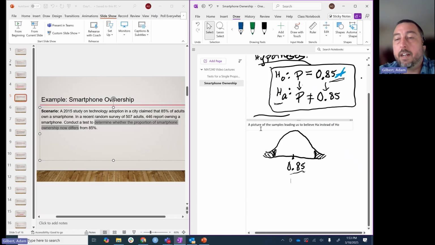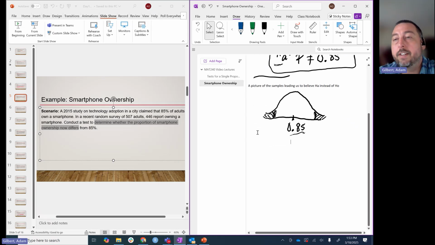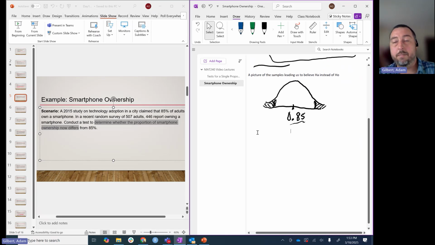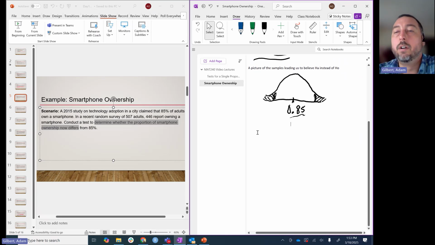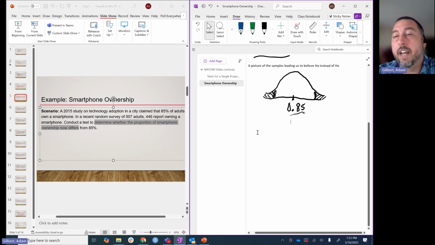So we have a picture of those samples that would lead us to believe the alternative hypothesis instead of the null hypothesis. We'll come back to that towards the end of the problem because this picture will help us calculate the probability of observing a sample like ours.